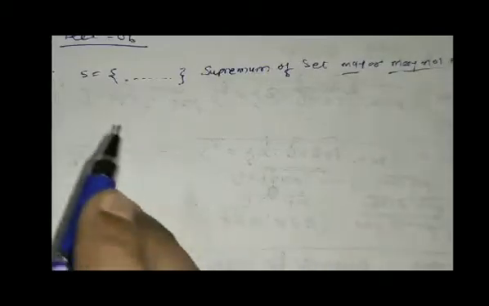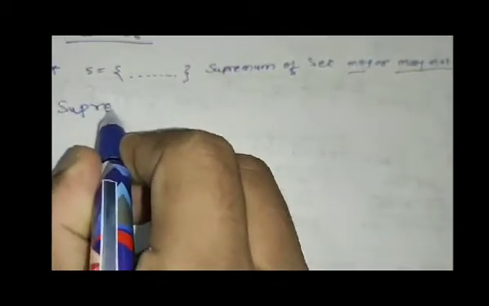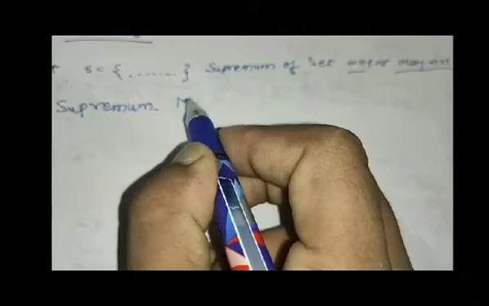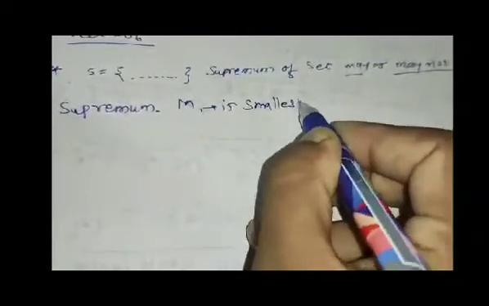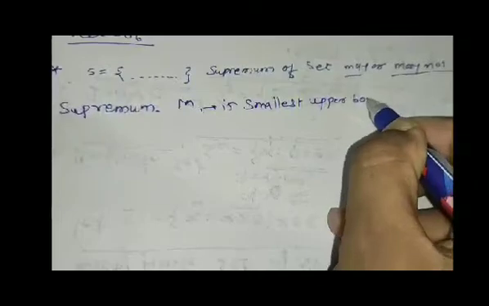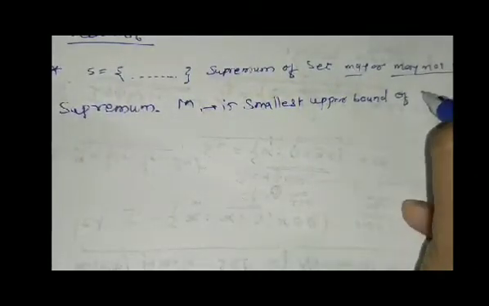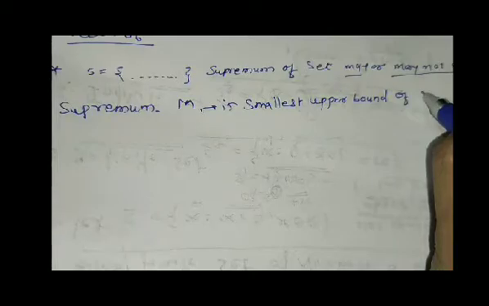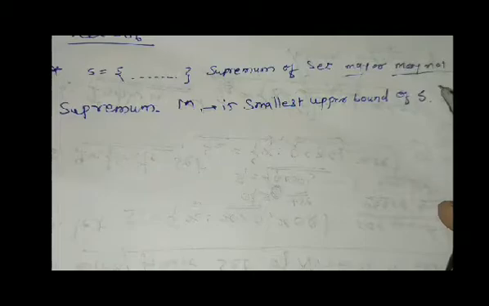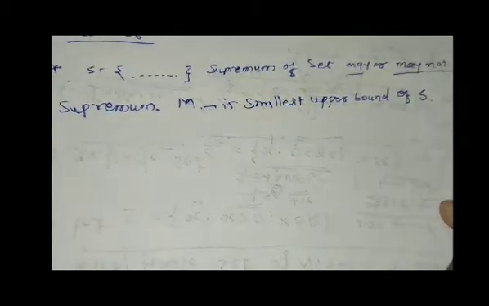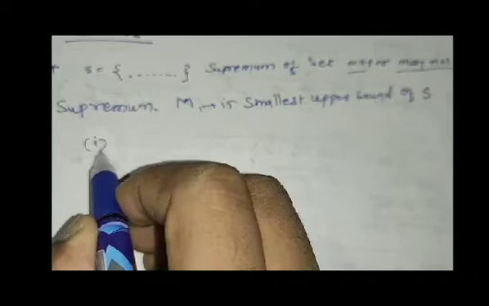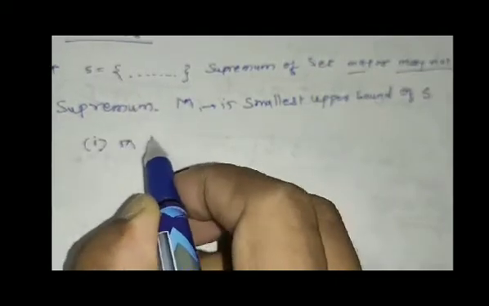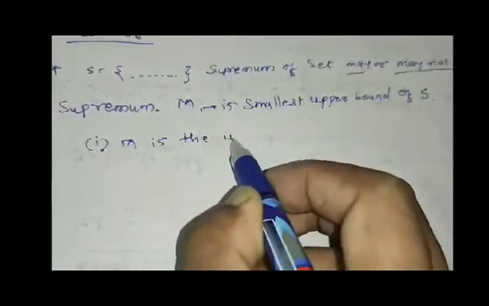Actually, what is the supremum? I say it is M, the smallest upper bound of the set S, and it may be described with two properties. We describe it by the two properties, and the first property is M is the upper bound of S.